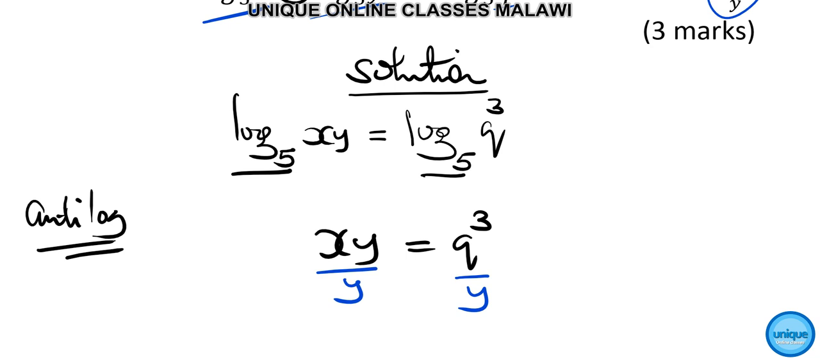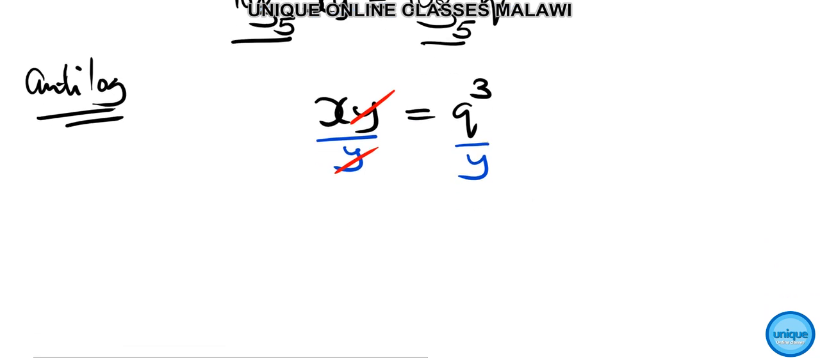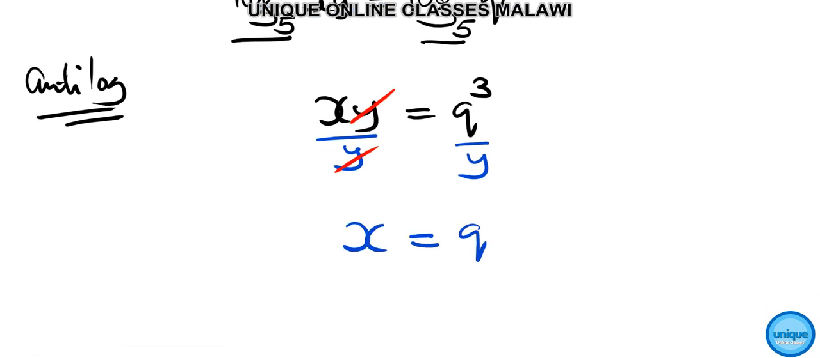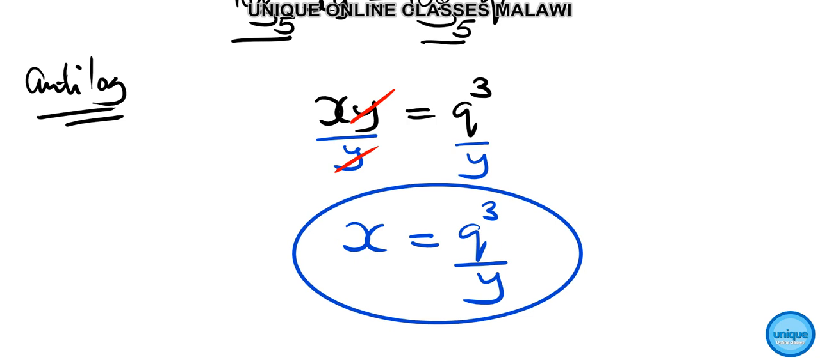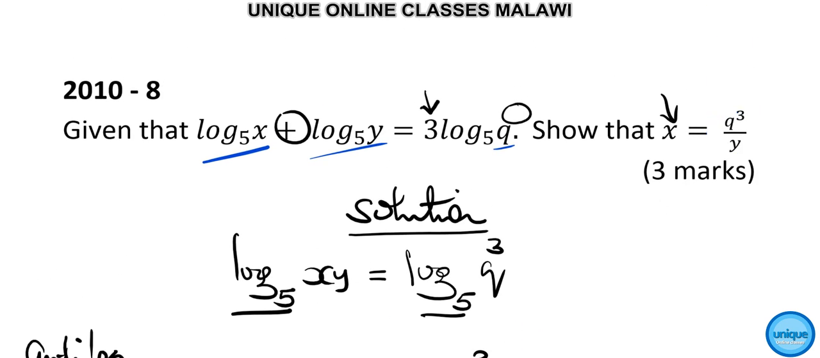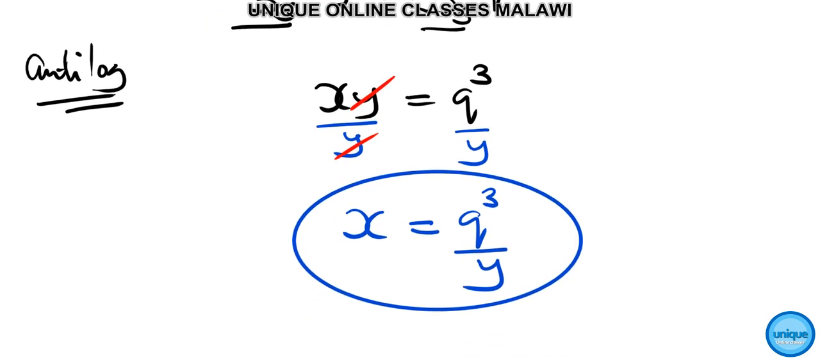So here we are going to divide by y and also by y. So y and y will cancel, remaining with the x. So x is equal to q cube over y, which is similar to the answer given in the question. So tikatengera step number 1, step number 2, step number 3, that's the final answer. 3 marks. And I think this should be the end of this video.